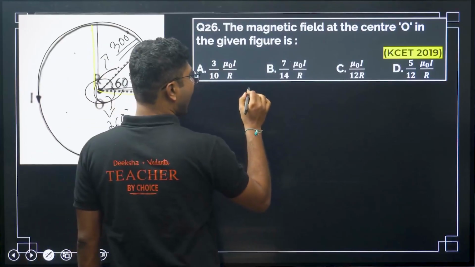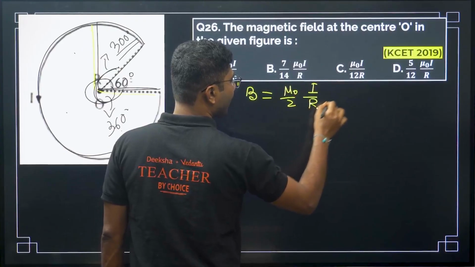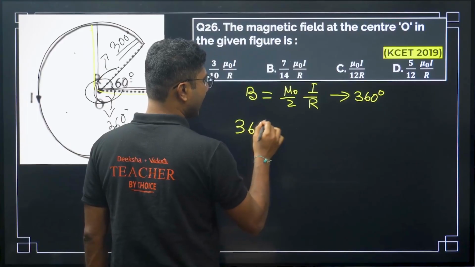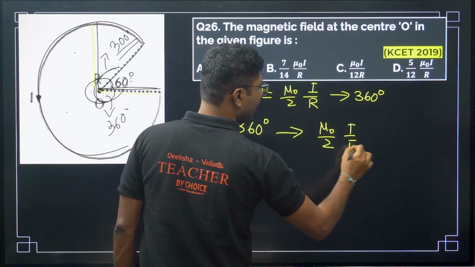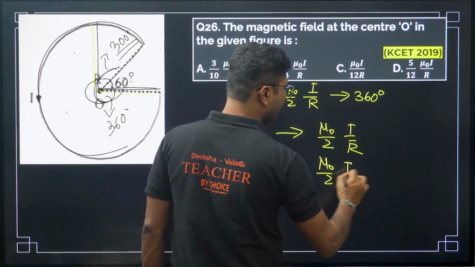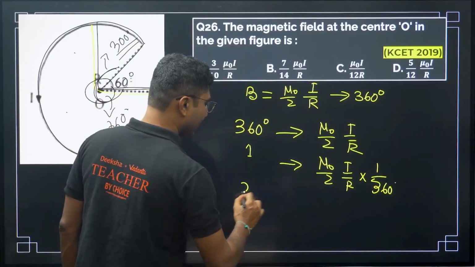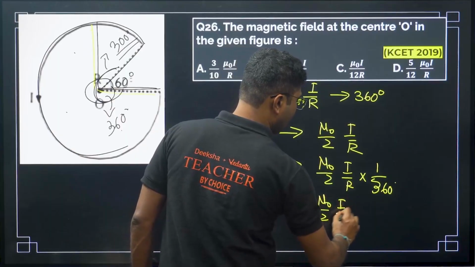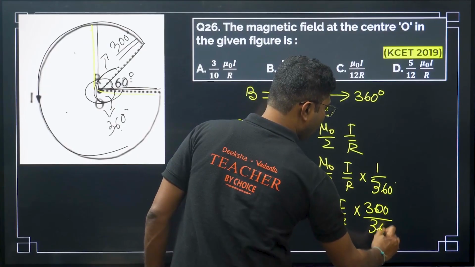So what is the magnetic field, by the way? The formula is mu naught by 2 I by R, and this is for the total 360 degree angle. So for a 360 degree angle the magnetic field is mu naught by 2 I by R. So what is the magnetic field due to a 1 degree angle? It will be mu naught by 2 I by R into 1 by 360. So what is the magnetic field due to 300 degrees? It will be mu naught by 2 I by R into 300 by 360.